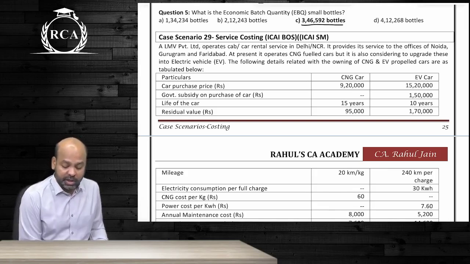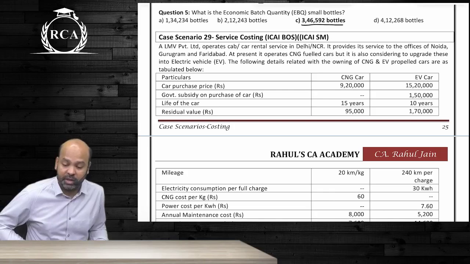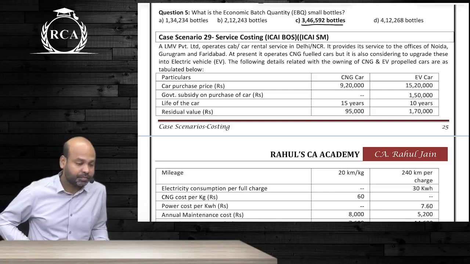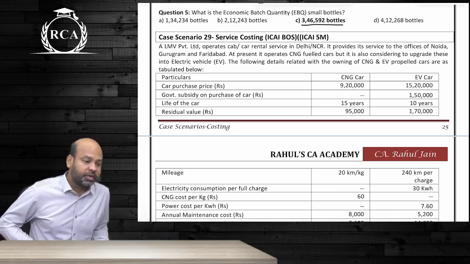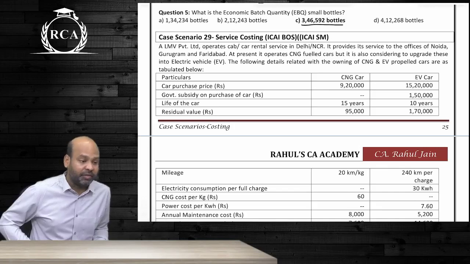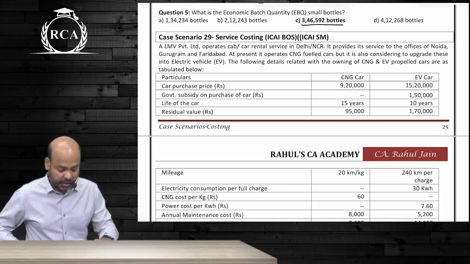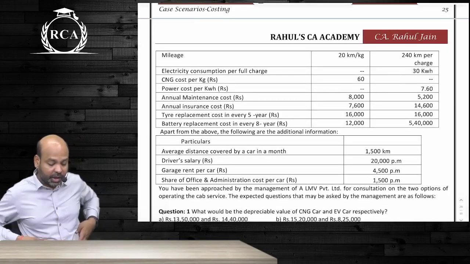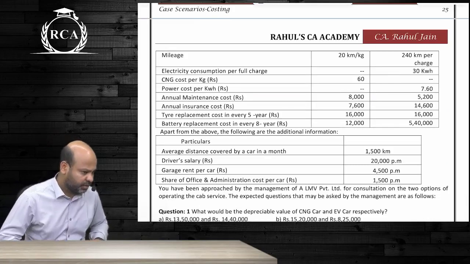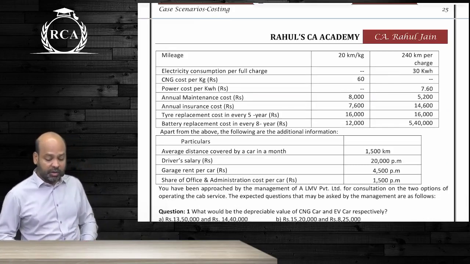Life of a CNG car is 15 years. Life of an EV car is 10 years. Residual value, beta, is 95,000 and 1,70,000. Using this information, can we compute depreciation? Yes or no, guys? We have residual value, we have life, we have cost of the asset given, guys. Using those details, we will be able to arrive at depreciation. Next, mileage, beta, is 20 kilometers per kg of gas, 240 kilometers per charge in respect of an EV.